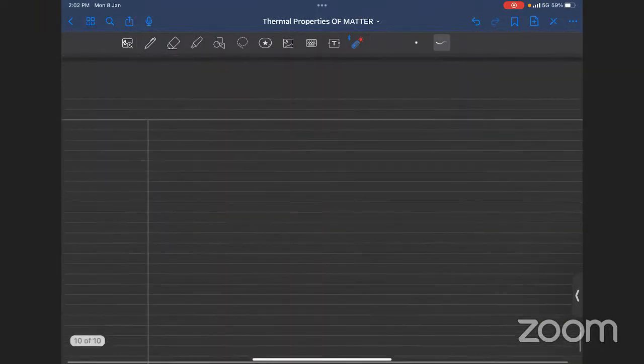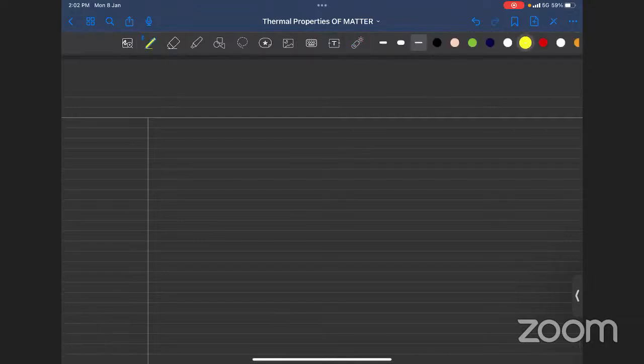So now, after this, we'll be going to start a fresh topic, which is thermal expansion. Yes, so let me a little bit. So this is our topic now.